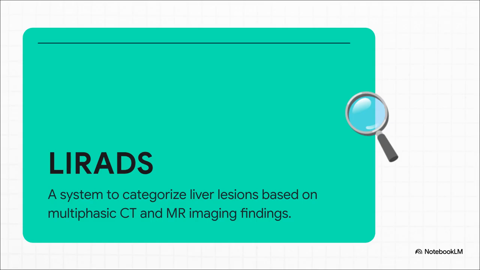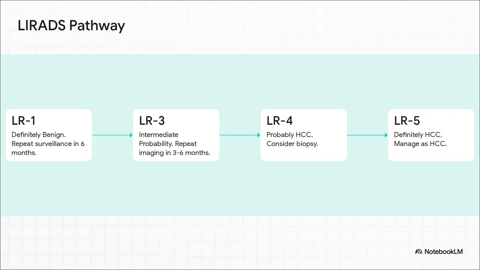It lets them look for key features like how quickly it lights up and then washes out, which can let us diagnose HCC with incredible confidence, often without ever needing a biopsy. And this is the LIRADS pathway in a nutshell. It's really just a spectrum of risk.